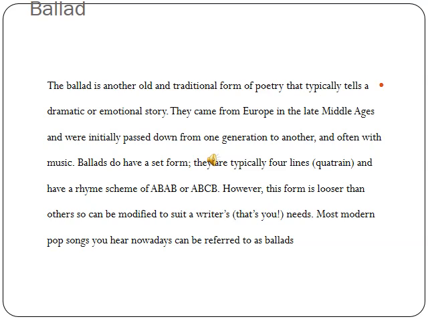However, as I wrote it here, this form is looser than others. So it depends on the writer. Do you want to use A-B-A-B or not? It's up to them, not up to us, okay? But the thing that you should know is that the ballad is a song.